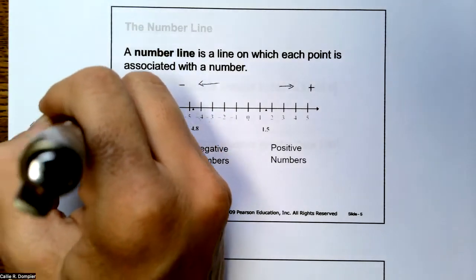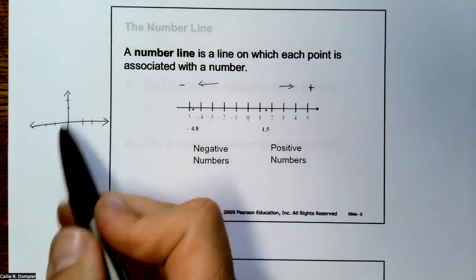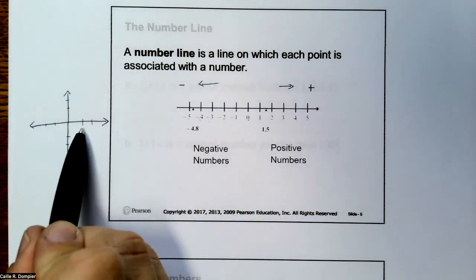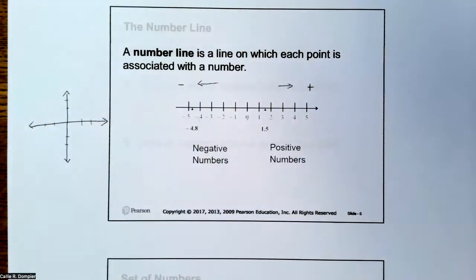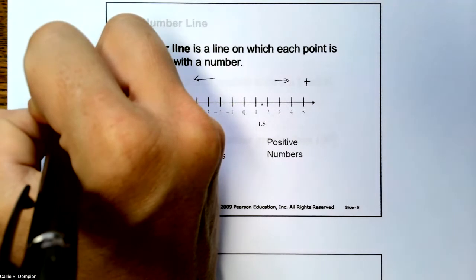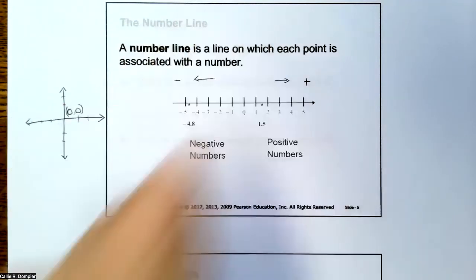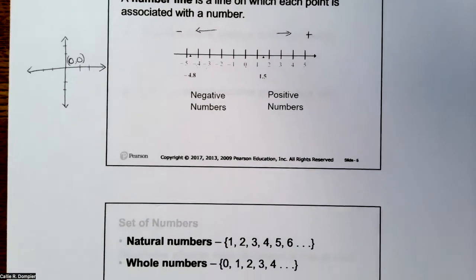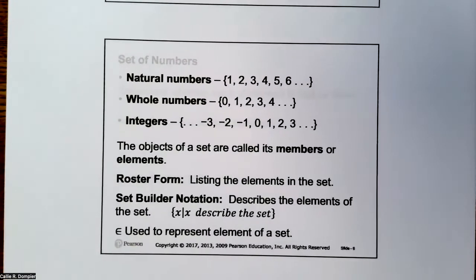So when we start working on graphing on a coordinate plane like this, you can look at it as a number line going right to left, and then a number line going up and down. It's just two number lines that cross each other at the origin or at 0, 0. Okay, so this is just pre-graphing. Now we are moving on to sets of numbers.